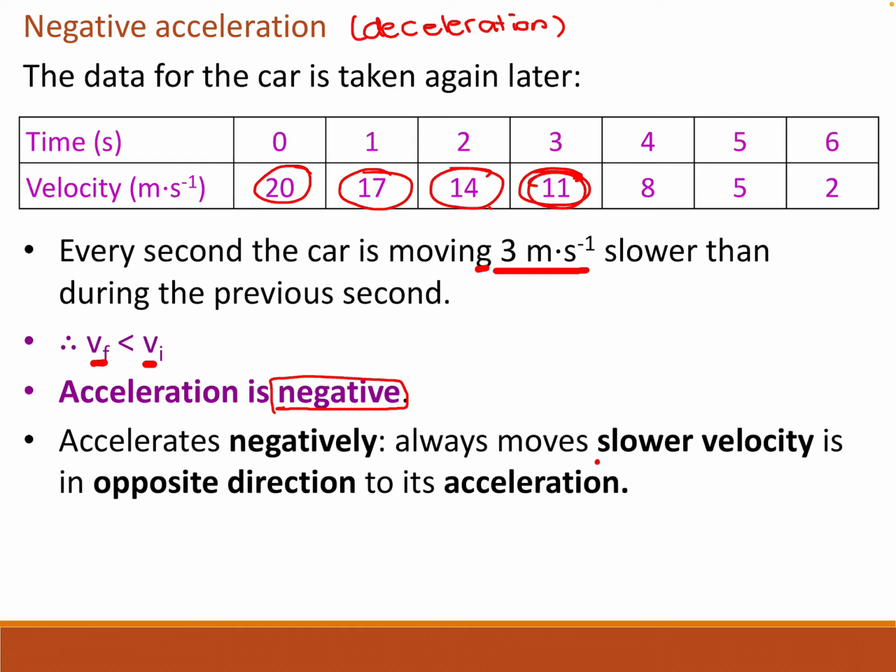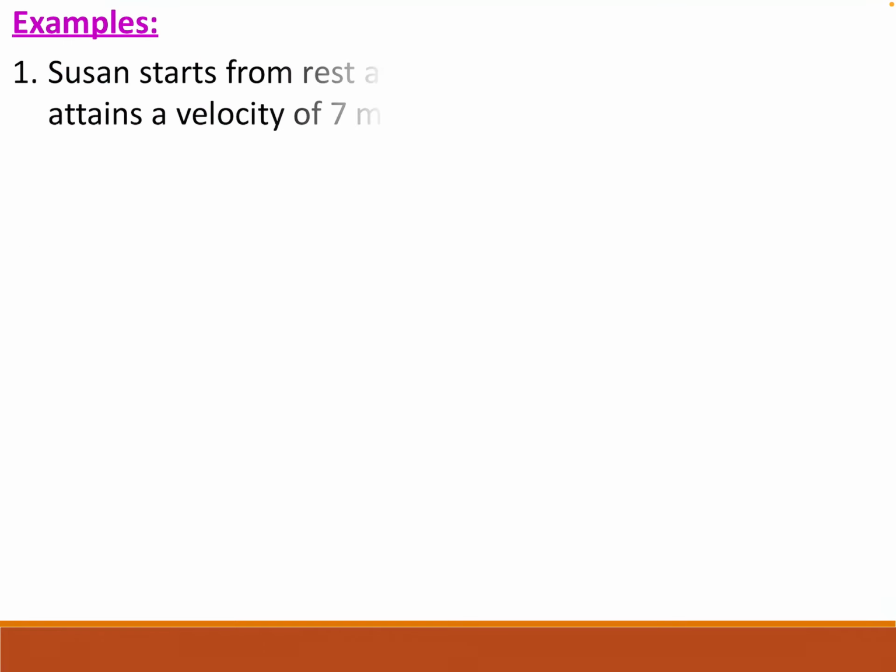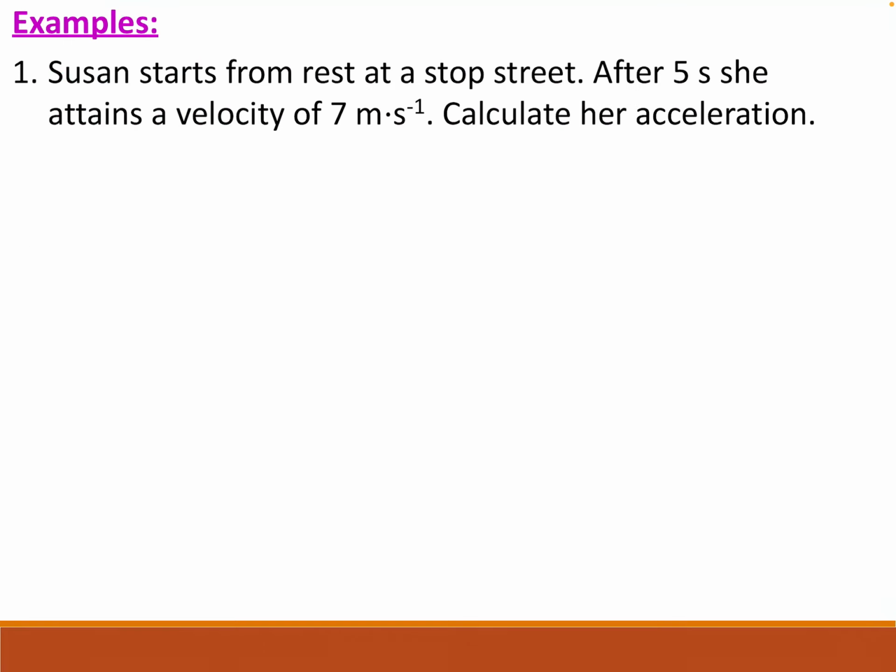So now it's slowing down and it's in the opposite direction to the motion, okay? It's negative. So now acceleration and velocity have opposite signs. And that's fine because the sign gives me direction. So let's look at an example quickly. Susan starts from rest. Rest means that my initial velocity is 0.